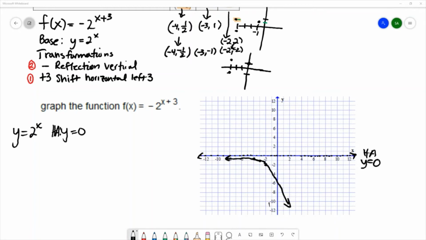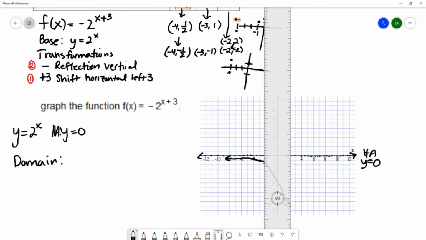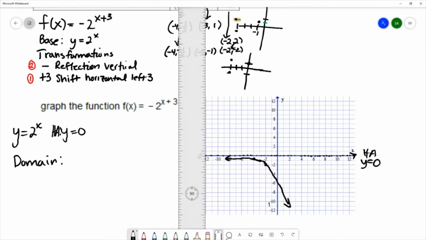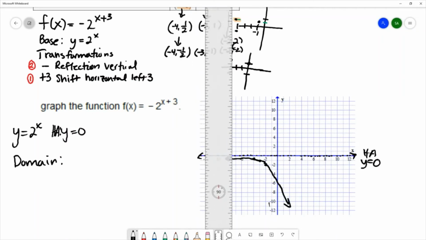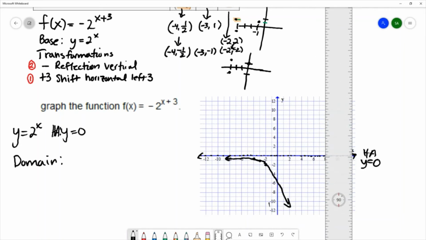So the next thing we want to do is to find the domain of our new function, -2 to the x plus 3. Now when we're finding domain, I like to hold the ruler vertically and go from left to right. The first time my ruler is hitting the graph would be at -infinity, and it continues to positive infinity. The domain of this exponential function is -infinity to infinity, or all real numbers.